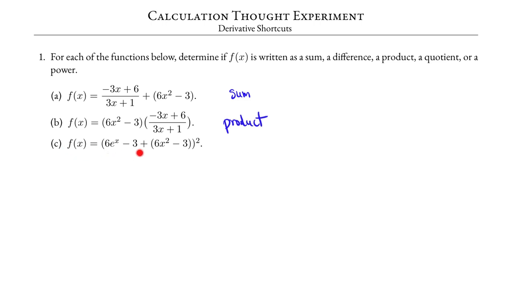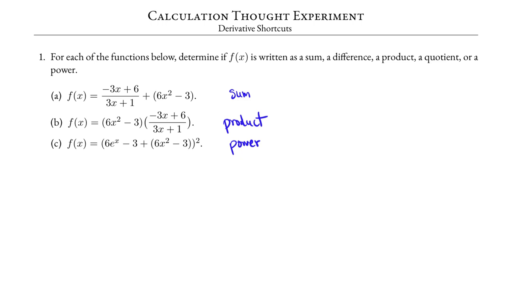The third part is a little bit tricky. It is 6e to the x minus 3 plus the quantity 6x squared minus 3. But notice that overall, if we were to evaluate it, we would need to square the result. And so this is something being raised to a power. And so we would need to somehow use the power rule.